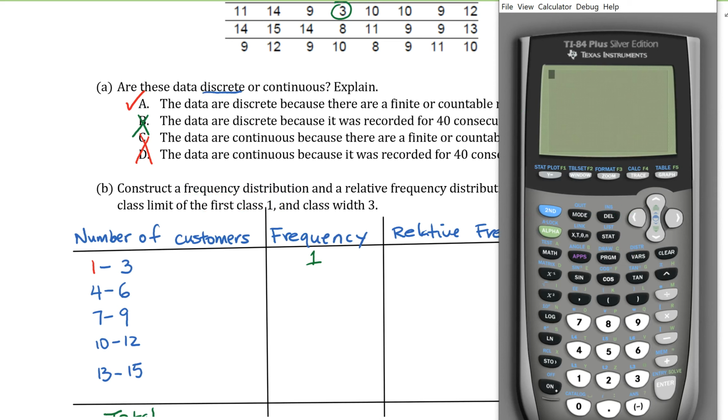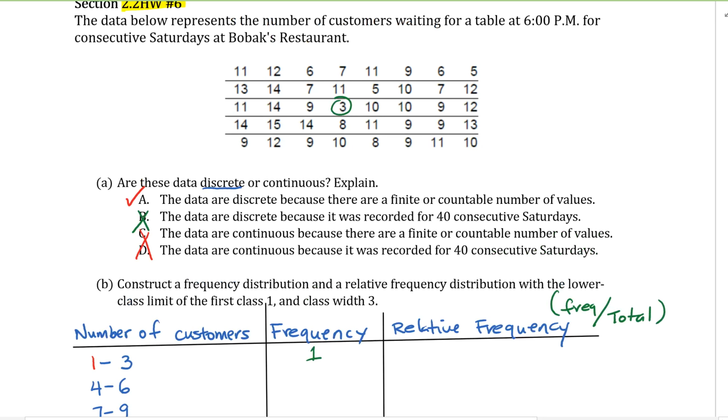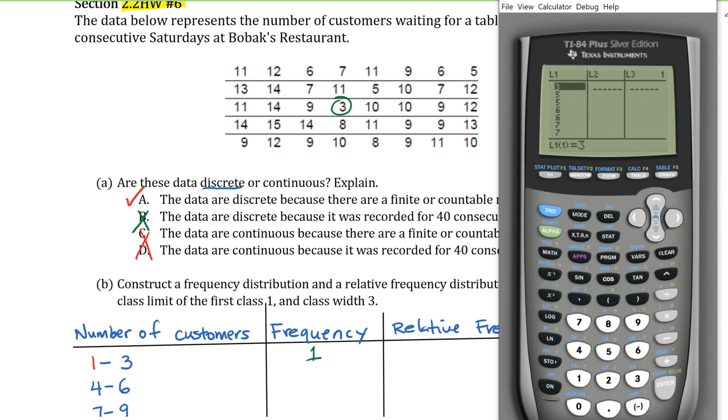Here you're going to enter the entire data set into one of your lists by going to Stat, Edit. Notice my data is ordered here already, but I'm going to show you how to order it. First, you enter your data into any one of the lists. I use L1. You can enter it in any order you want, but make sure you enter all of them. I could say 11, 13, 11, 14, 9, and enter all of them into L1.